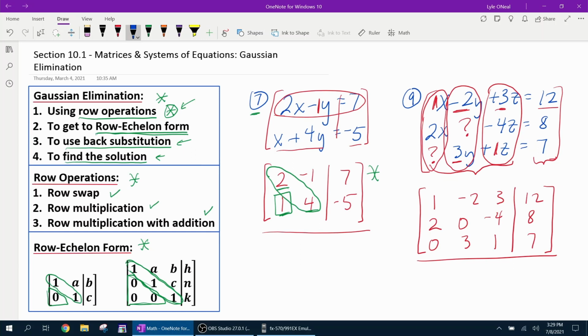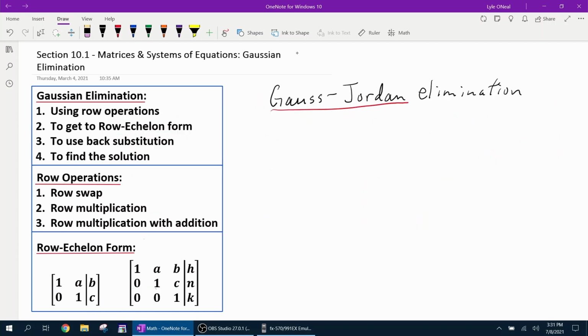Now, before I go into an example, there is one other thing I need to mention, and that is that the book also refers to a process called Gauss-Jordan elimination. Now, how is Gauss-Jordan elimination different than Gaussian elimination? Well, Gauss-Jordan also uses row operations, but instead of getting to row echelon form, Gauss-Jordan is used to get to a form called reduced row echelon form.